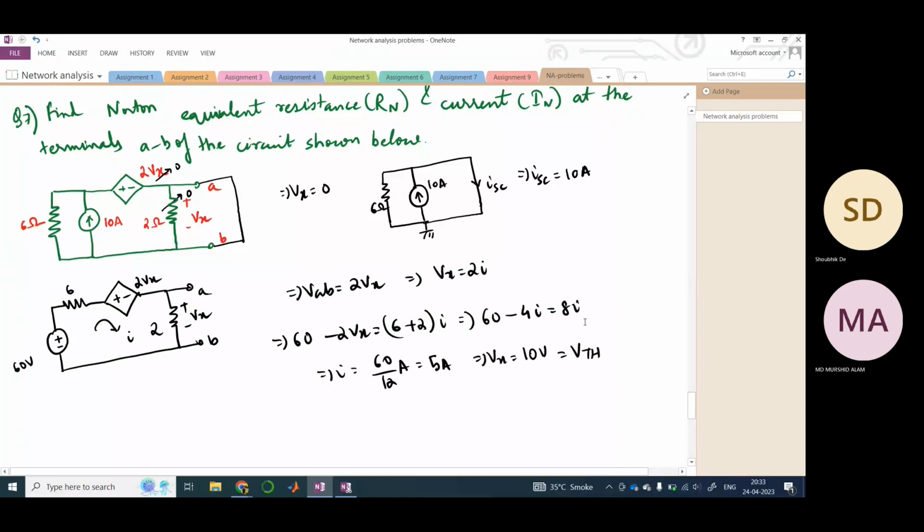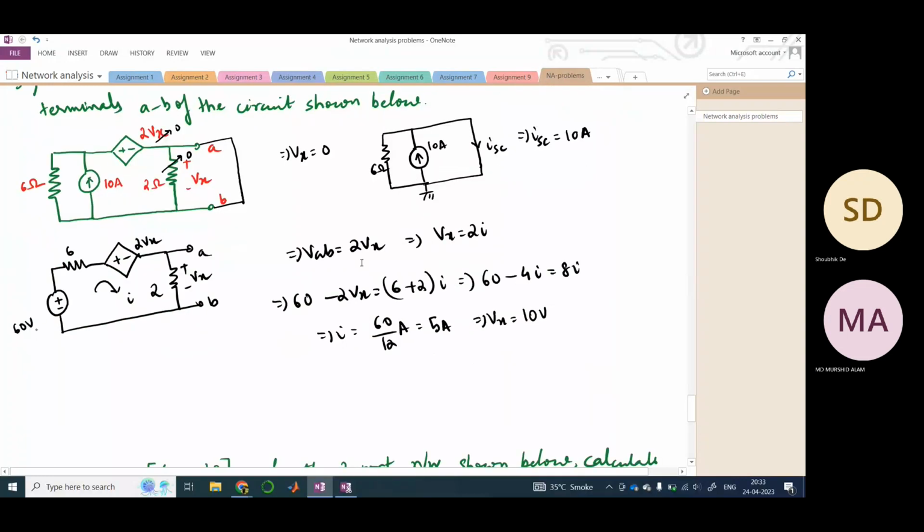Sorry, not Vth. So Vth would be twice of that, right? Because Vth is 2 Vx. No, I'm sorry. Vth won't be 2 Vx. Vth would be Vx only. Why would Vth be 2 Vx? So VAB or Vth would be equal to Vx only, because it is nothing but the voltage across this resistance.